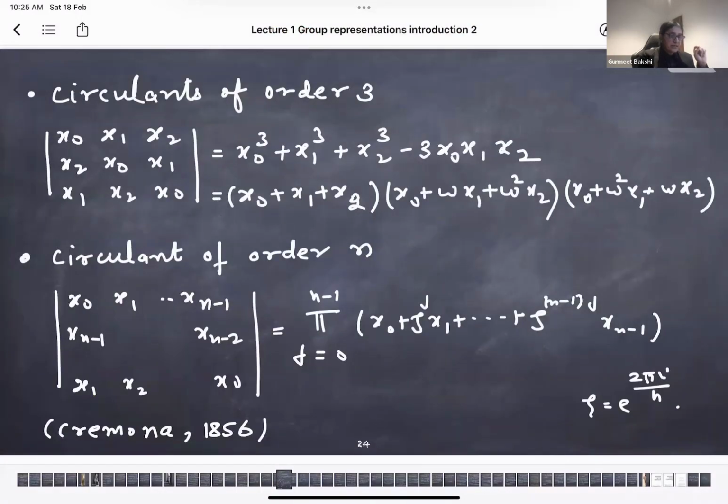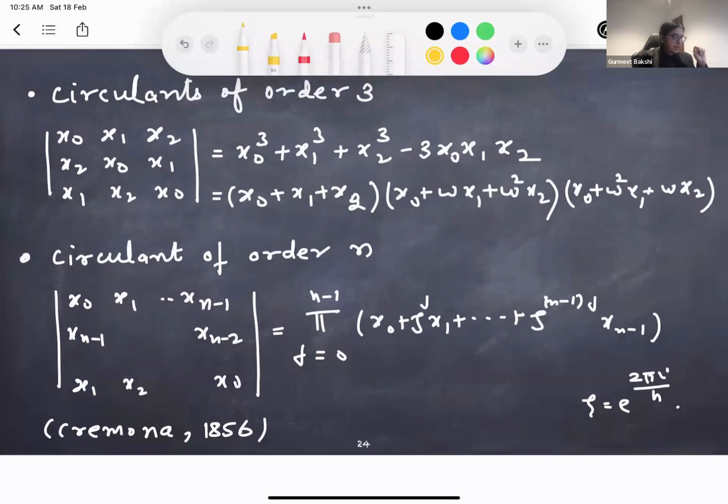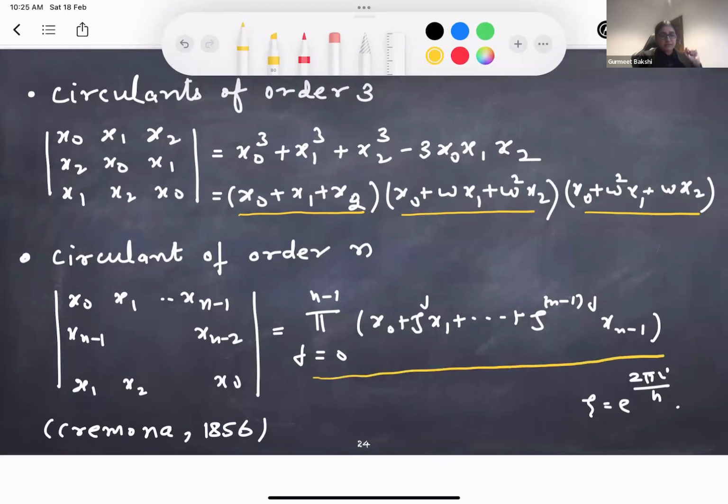Now look at circulants of order 3. So x0, x1, x2, and then cyclically permute the rows. This also factors into 3 linear factors. And then circulants of order n: it was proved by Cremona in 1856 that a circulant of order n is a product of n linear factors. And so these were basically the character values.